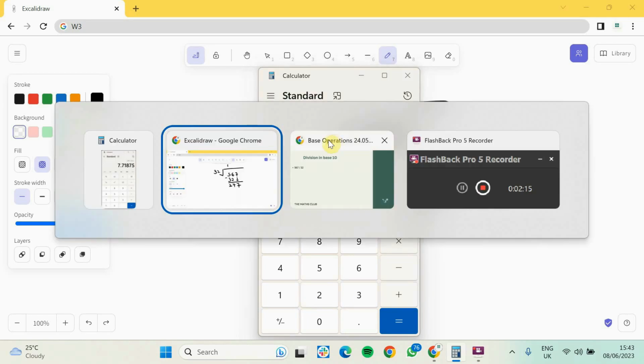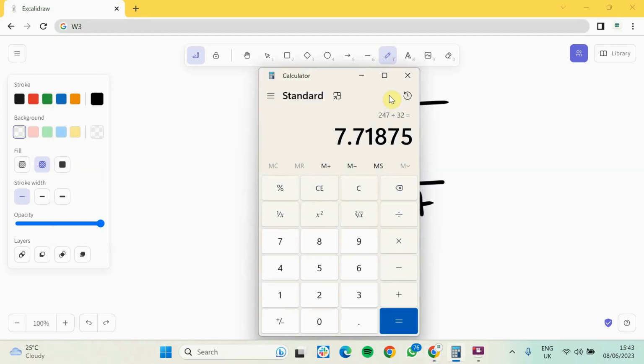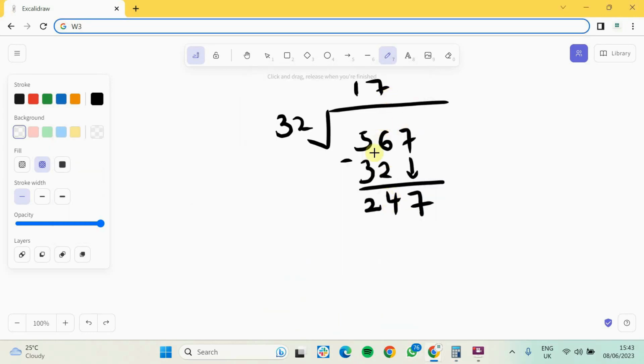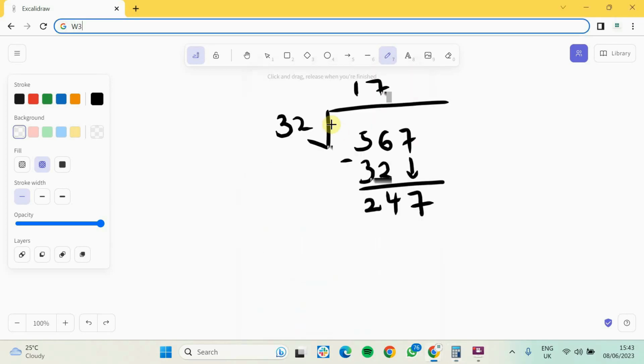So 247 divided by 32 will give you 7. That means if I divide this by this, I will have 7 as the whole number. I'm looking at the whole number part, 7, right? So 7 times 32 will give you 224. You subtract again, right? When you subtract, 7 minus 4 is 3, 4 minus 2 is 2, right?